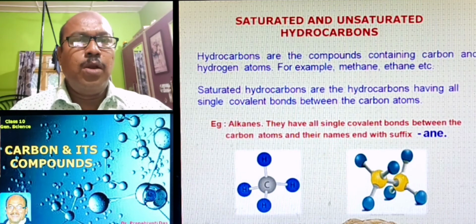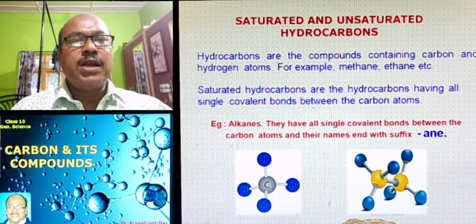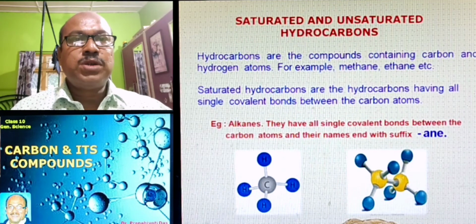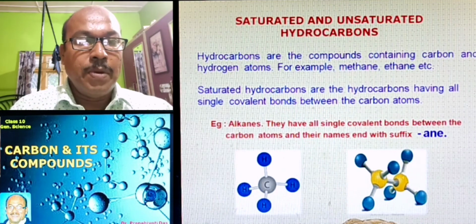And in that way, carbon can form different compounds. In the form of long chain, they form different compounds. In the form of branch chain, they form other different compounds. And in the form of closed chain, they form other different compounds.